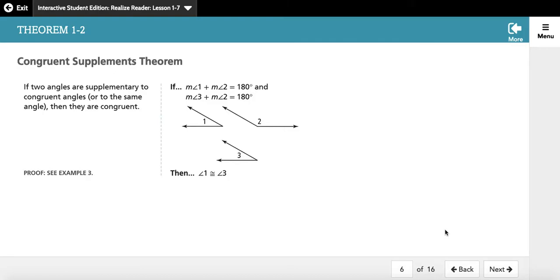Hello, this is a video of example 3 for Geometry Topic 1, Lesson 7. I'm going to start off with the congruent supplements theorem. If two angles are supplementary to congruent angles or to the same angle, then they are congruent.